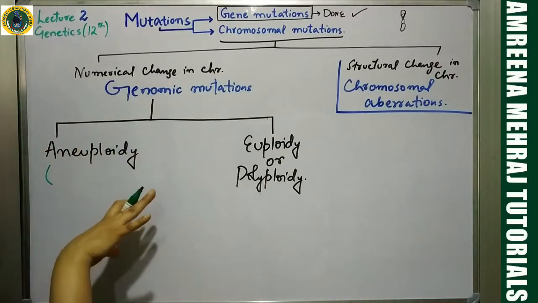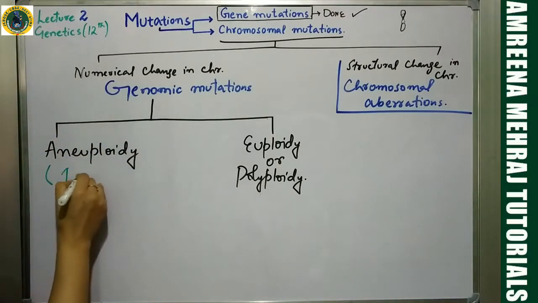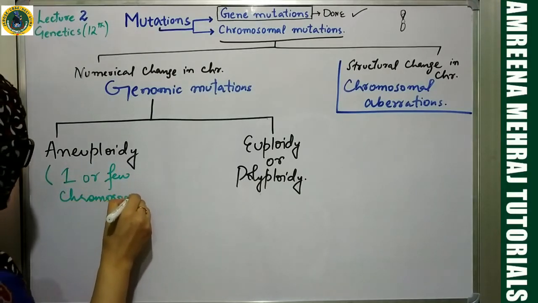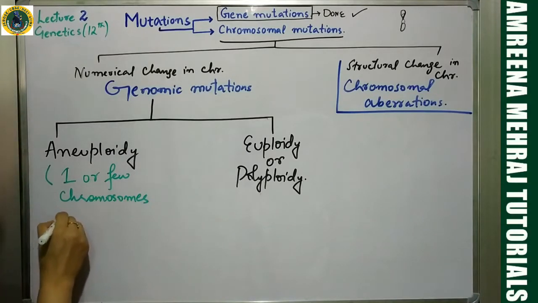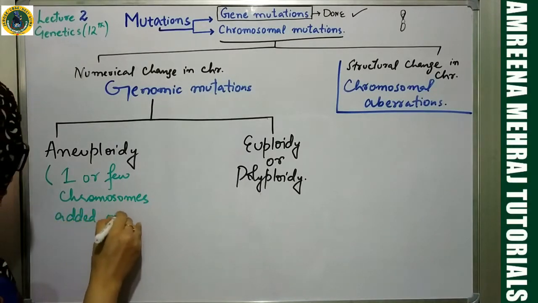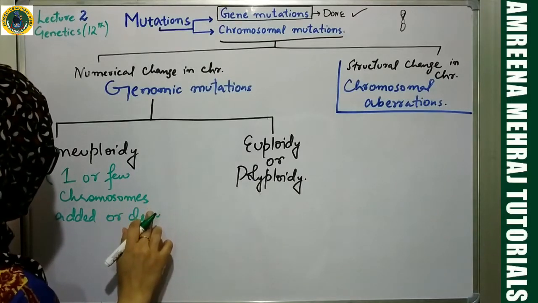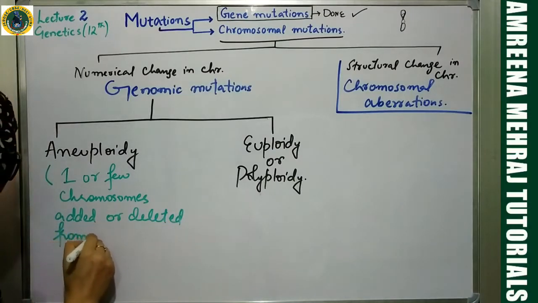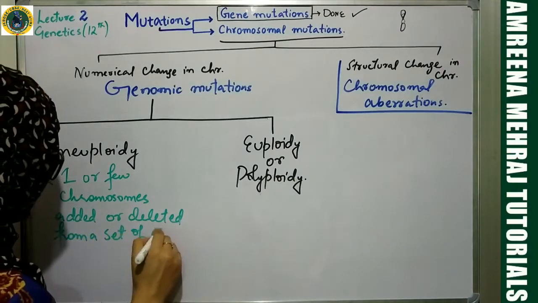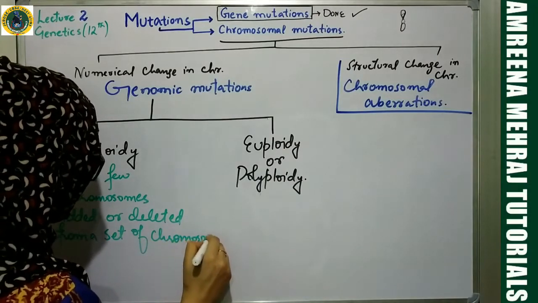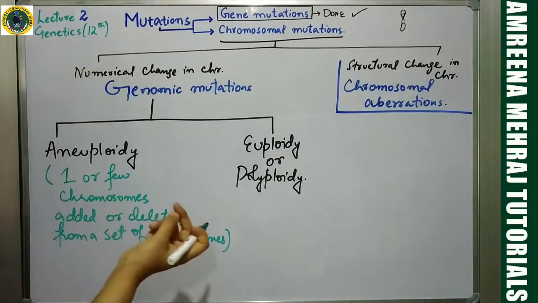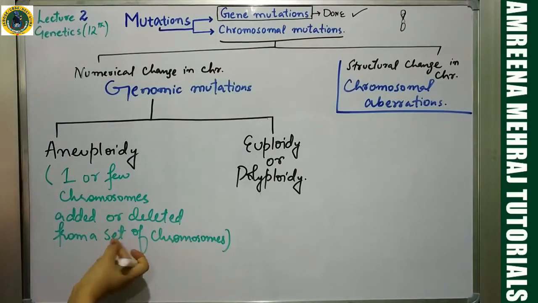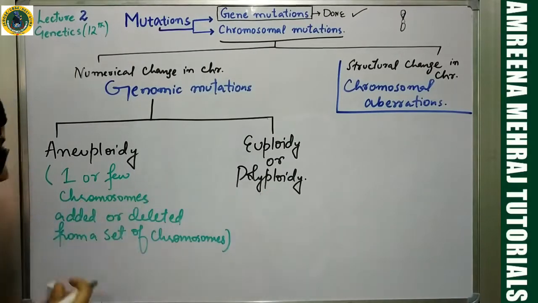Pay attention. Aneuploidy is the case, my dear students, where the change in the number of chromosomes is happening in one or a few numbers. So either you have one or few chromosomes added or deleted from a set of chromosomes. Like you have either one chromosome reduced or one chromosome added. You have two chromosomes reduced or two chromosomes added to the entire set of chromosomes.